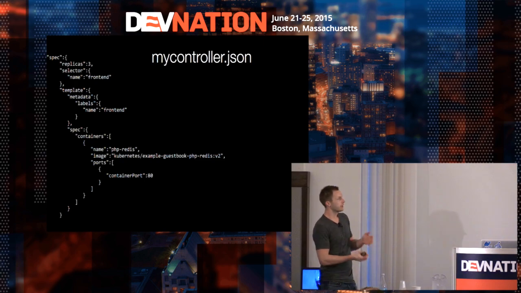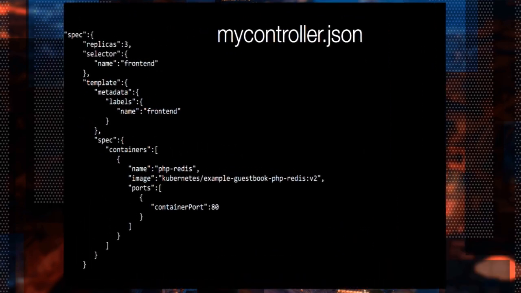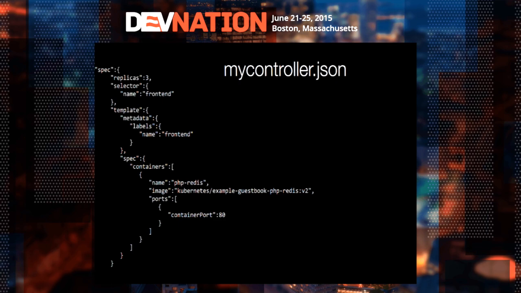Looking at this JSON file, it's important to actually understand this for the later steps. There are a few important parts in such a JSON file that specifies a controller. First of all, you see on the top that there's a number of replicas. And that's the number of pods that we want to have in the running cluster.